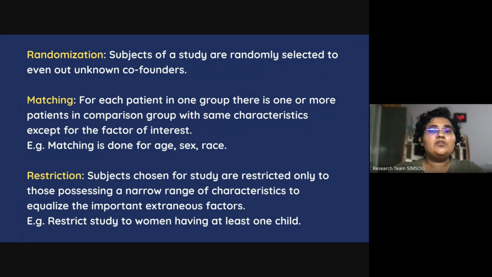What is restriction? The subjects chosen for the study are restricted only to those who have a very narrow range of characteristics that we can then study and analyze. This is basically the inclusion and exclusion criteria that often go into studies. For example, if I'm doing a study on women of reproductive age, I can restrict the study to women having at least one child, so that there are fewer factors to take into account.